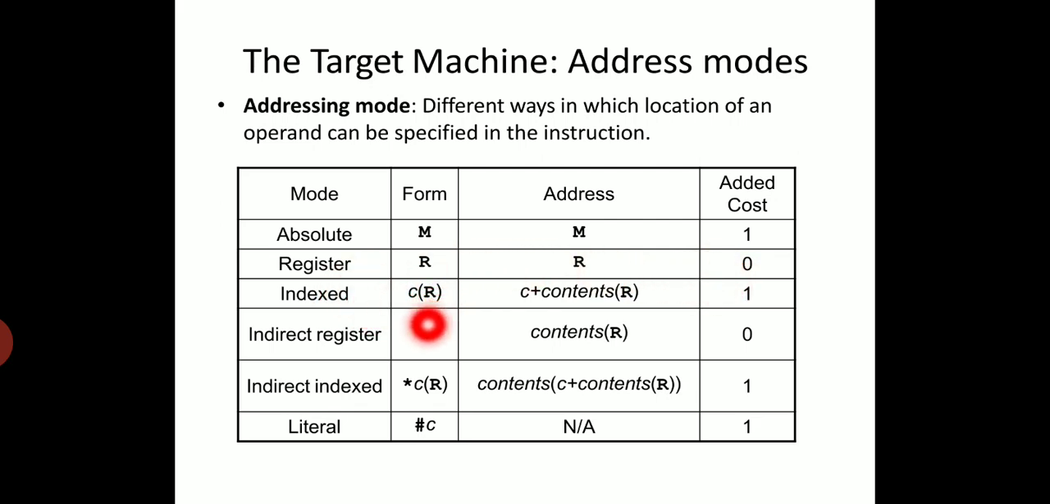Indirect register means star R, contents of R. Here only registers are considered, so the additional cost is 0. Indirect indexed means star C of R. You have to identify the contents of R within the bracket, then add C to that, then identify again the contents of C plus contents of R. The cost is 1 because of that C. Then for literal the added cost is 1. So based on these addressing modes, we have to compute the cost for a set of instructions.